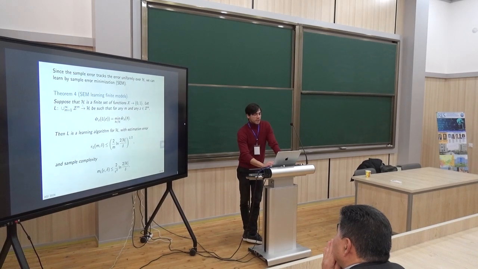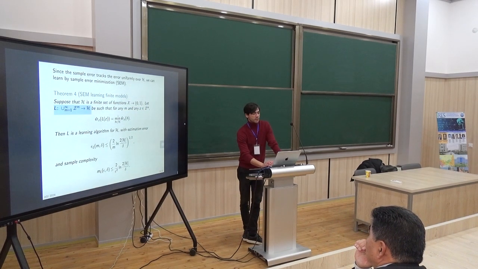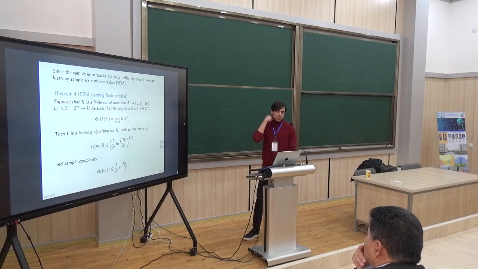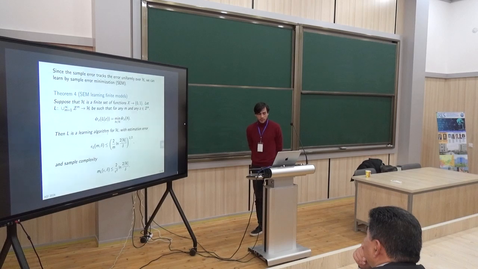statement. So suppose that H is a finite set of functions mapping to {0, 1}, and we're going to look at the algorithm that is defined to minimize the sample error. So it's defined such that the output of L for a sample S attains the minimum possible sample error. Then L is a learning algorithm for H with an estimation error. So rather than writing now a bound for M, I rephrase that now as a statement for epsilon and M.